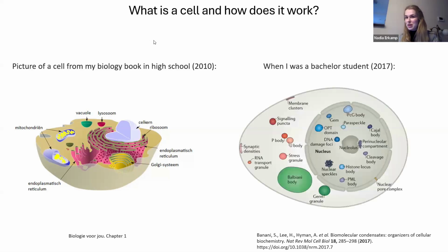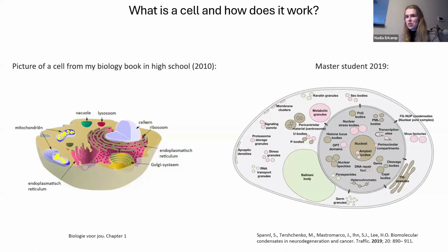So I decided to do a bachelor's, but the picture of the cell essentially kept expanding. Here you can see the cell as I saw it in 2017, and there were many more compartments in there doing many different functions. So essentially, the complexity of the system I was trying to understand increased as I studied. Here you can see another picture. This is what the cell looked like when I was a master's student in 2019. And you can see many more different structures starting to arise.